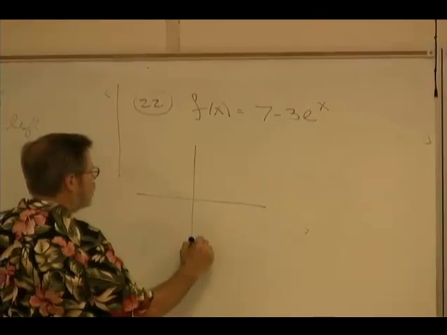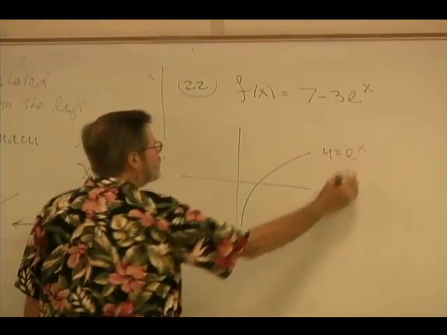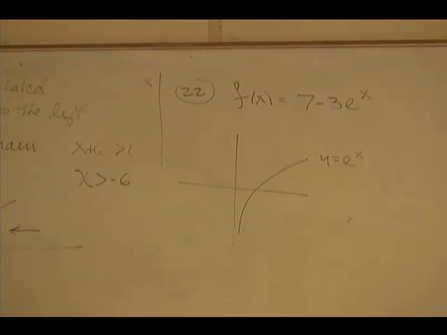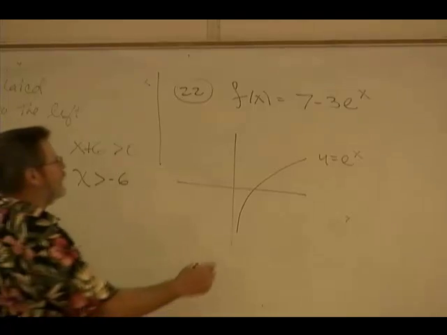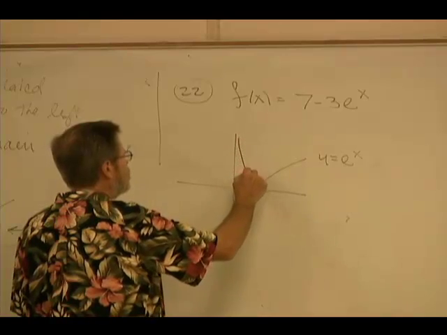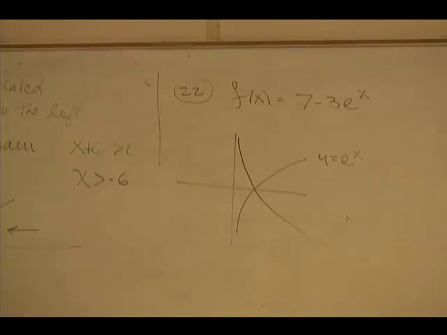Beginning with the graph of e to the x. If this is the graph of e to the x, what does the graph of minus e to the x look like? If you produce the graph of minus e to the x, notice that it is the reflection of the graph of e to the x across the x-axis.